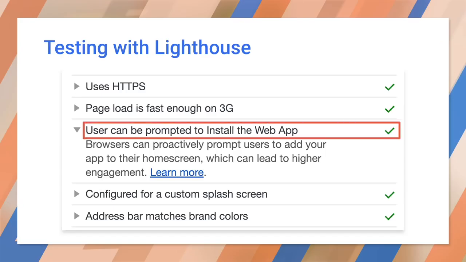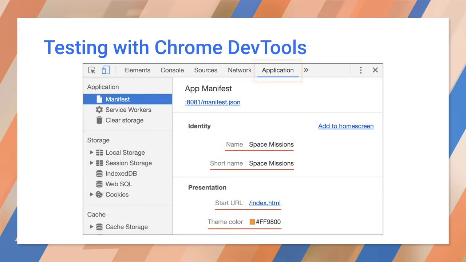Let's test it with Lighthouse. The user can be prompted to install the web app audit verifies if you have implemented beforeinstallprompt correctly. You can also look at the app manifest in the Chrome Developer Tools. Clicking Add to Home Screen will trigger the beforeinstallprompt event so you can test your workflow. Note, if the PWA criteria aren't met, Chrome will throw an exception in the console instead of firing the event.